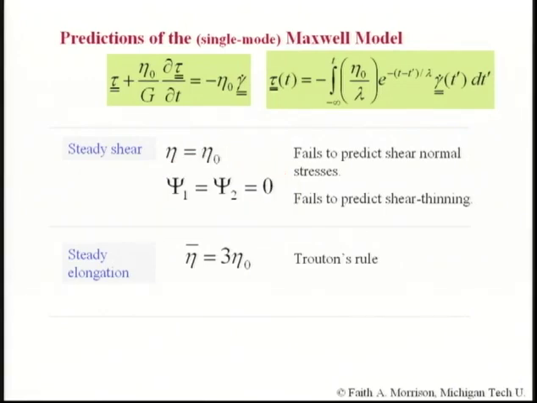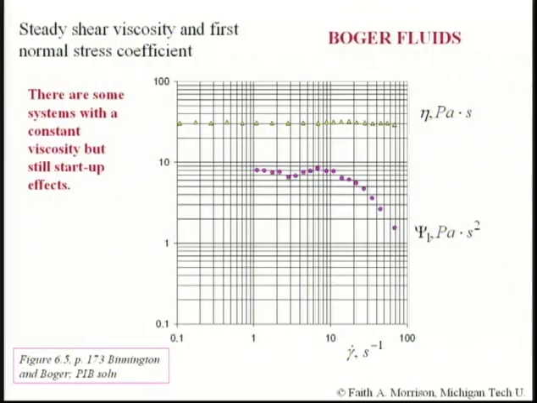If we put in the elongational viscosity, we get a constant elongational viscosity at 3 times the 0 shear viscosity. So it predicts Trouton's rule. So that's nice. How do you do that? Well, you just put in the elongational viscosity gamma dot here, and then put in the definitions of the elongational viscosity.